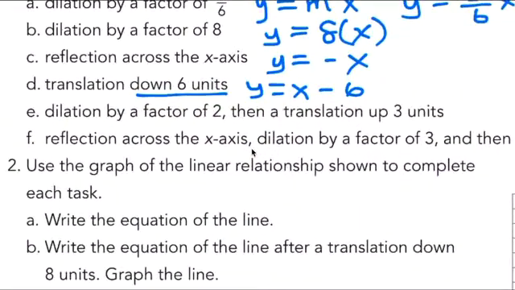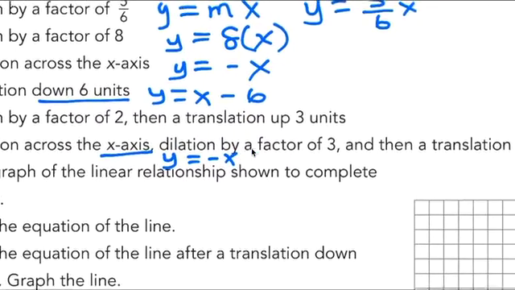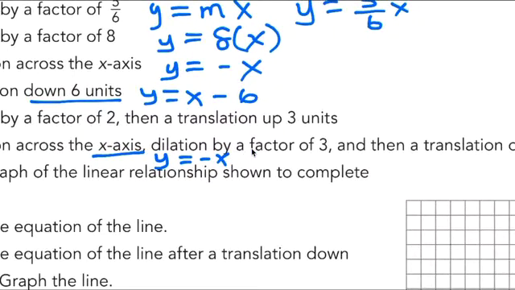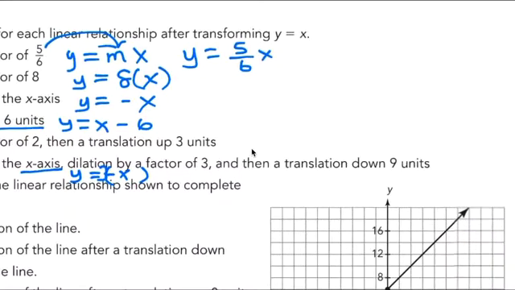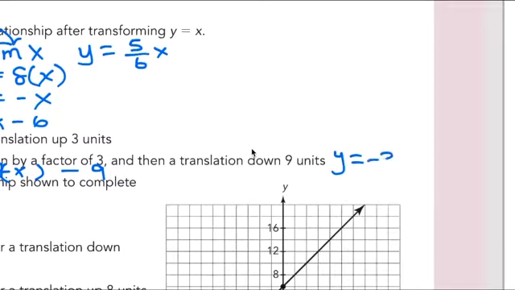Reflection first over the x-axis, so y equals negative x. First, dilation by a factor of 3, then multiply that by 3, then a transformation down 9 units after that, minus translation of 9 units, minus 9. So your answer then is y equals negative 3x minus 9.